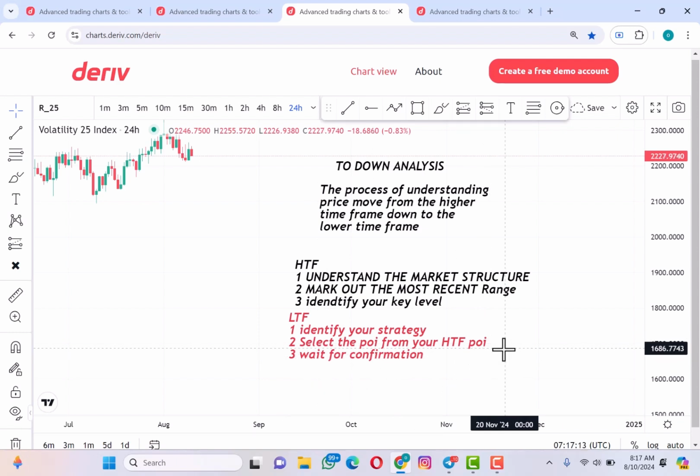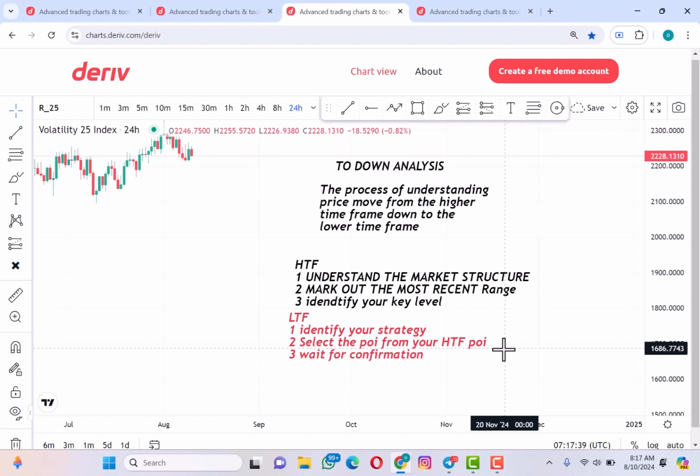Now, how do you know what to select? Let's say, for instance, the POI you have on the higher time frame is a supply level. When you scale down to the lower time frame, you can refine that supply candle to a different supply candle that might look smaller. So inside your higher time frame POI, there is also a lower time frame POI.